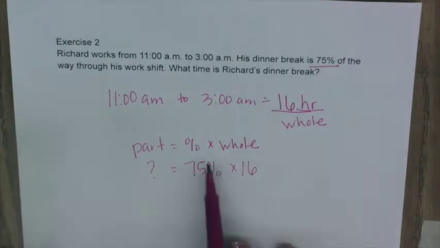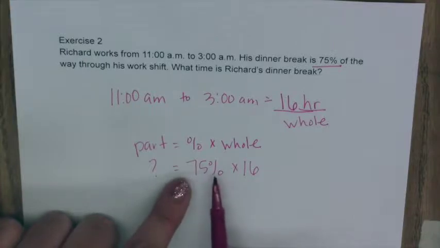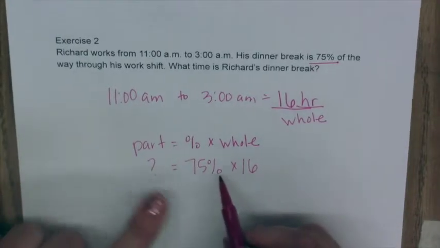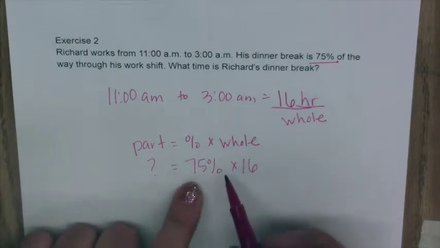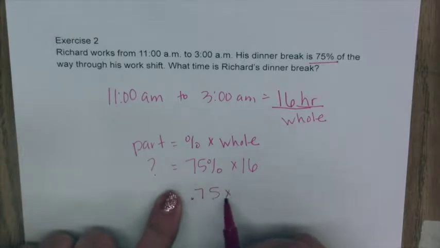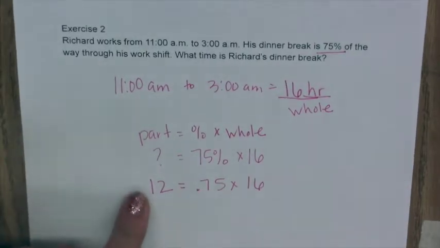So if we were to break this up into like 25%, so another way, well here, let's finish this one and then I'll show you one other way. So we'll do like our last one, and we're going to change this to a decimal. And when we multiply, we get 12.